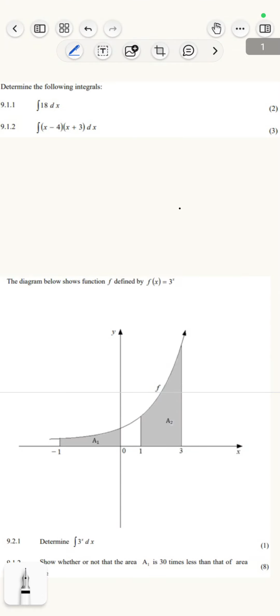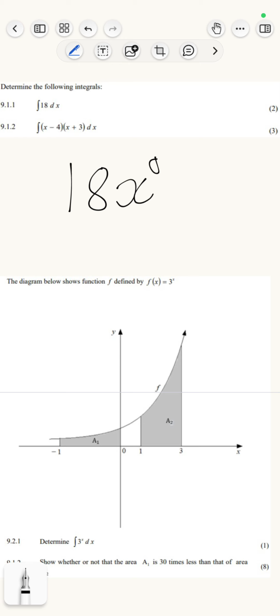In order to do the integration, you need to know those three rules, know when to use them, and know how to use them properly. So we're going to do 9.1.1. Over there, we see that there's a constant. If you see the 18, understand that there is an x here. What x is there? There is an x to the power of 0.